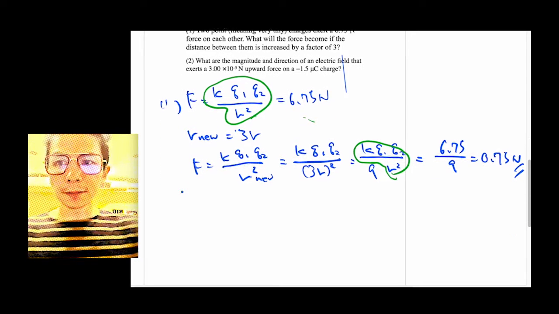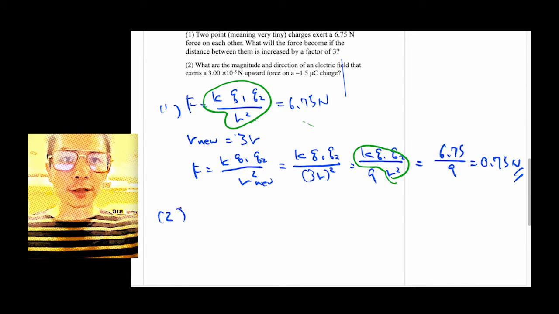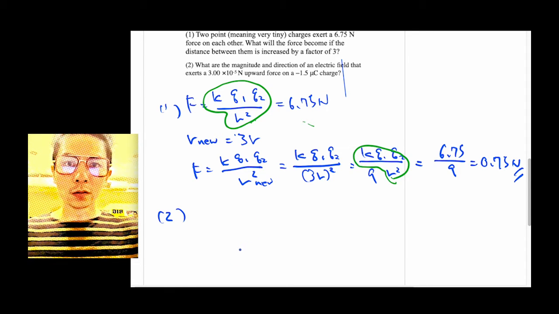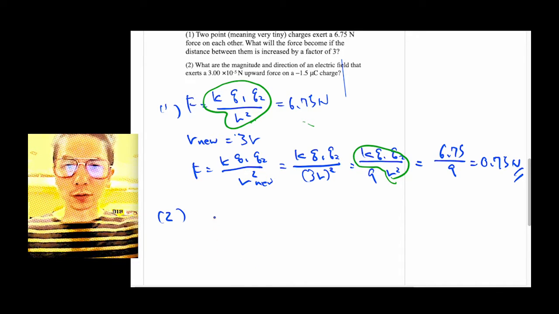It's pretty easy, right? And the second one: what are the magnitude and direction of the electric field that exerts a 3.00 multiplied by 10 to the negative 5 Newton upward force on a negatively charged 1.5 microcoulomb charge?